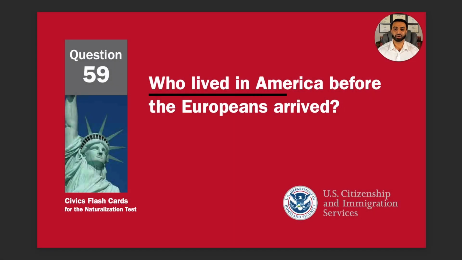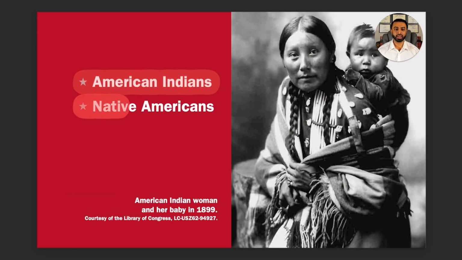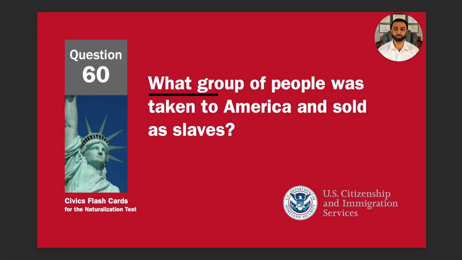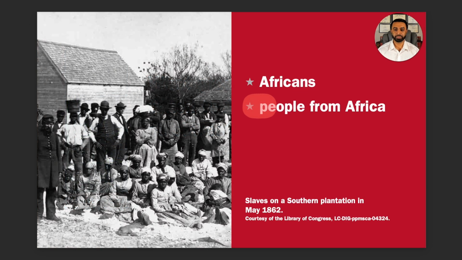Who lived in America before the Europeans arrived? American Indians or Native Americans. What group of people was taken to America and sold as slaves? People from Africa or Africans were taken to America and sold as slaves.